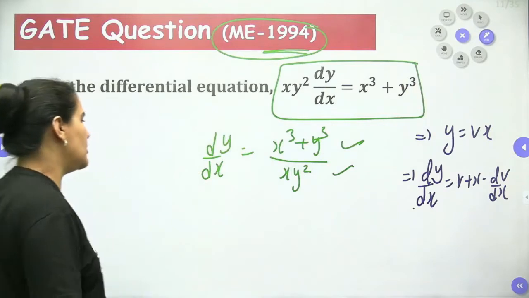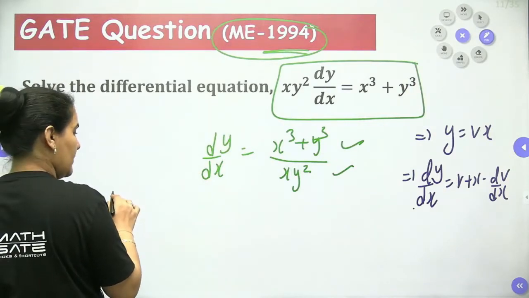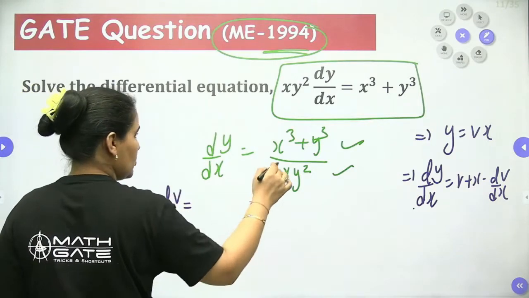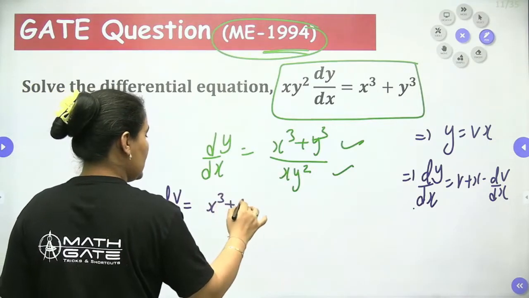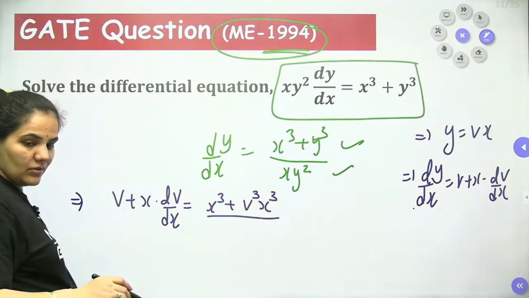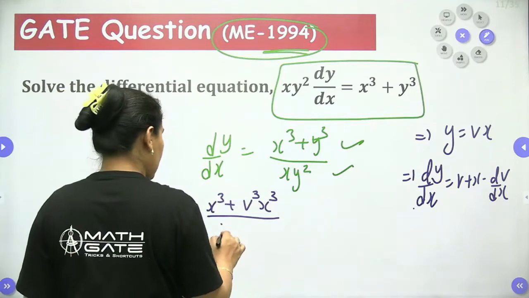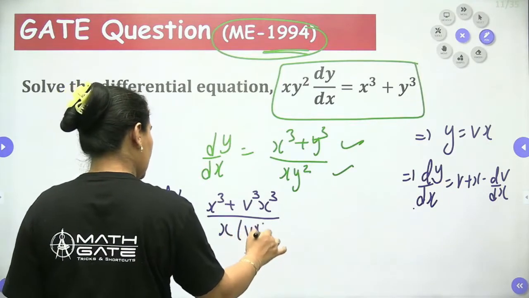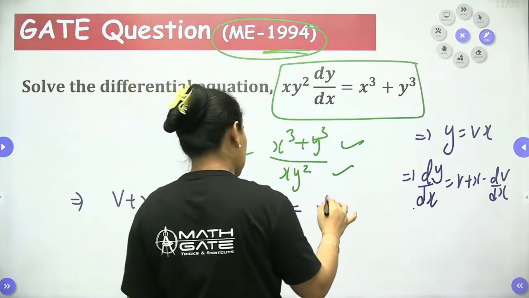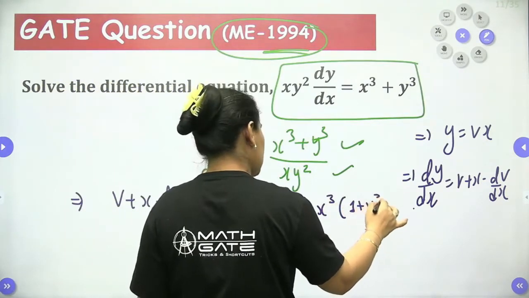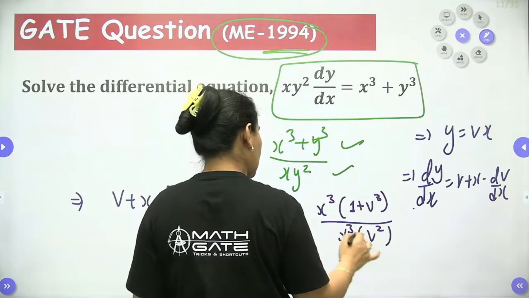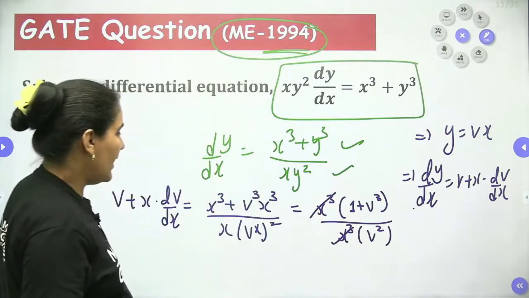The question will become v plus x dv by dx is equal to x cube, which is unchanged, plus y cube, where in place of y you put vx, so it will be v cube x cube, divided by x, which is unchanged, times vx whole square. When you simplify, x cube cancels out: it will be (1 plus v cube) divided by v square. So we have only v square.